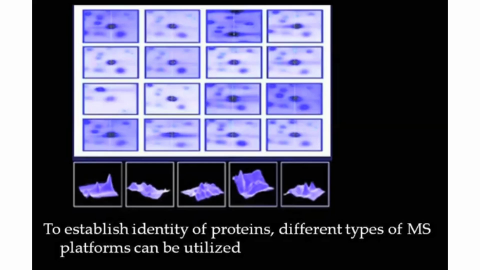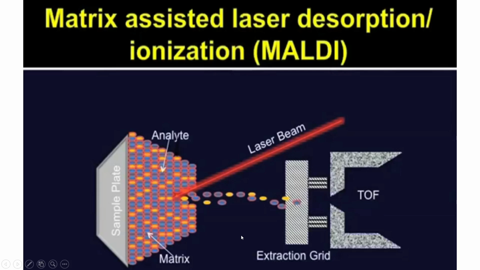So once you have the DIGE, once you know that these are the proteins which are expressed, then you will cut that specific part of the gel and you will do enzymatic digestion. Then you will use that as your sample. So analyte is your sample. Then once the laser beam comes in contact with your sample, it will ionize the sample. So that's what is called ionization.